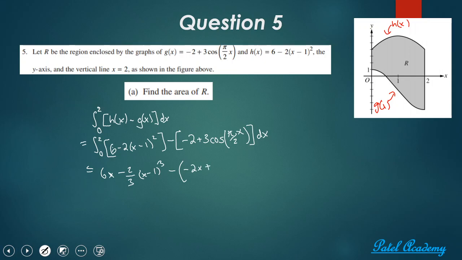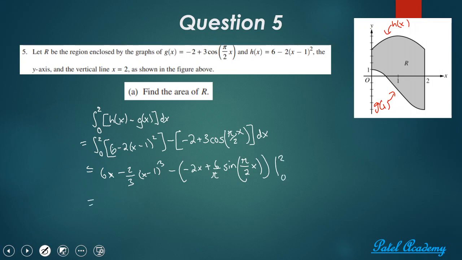Plus, now keep in mind that the integral of cos is positive sine, so that's why we keep this plus. Now I'm going to get sine of pi over 2 times x, but then I have to divide again because of this inverse chain rule by the derivative of the inside. Now if I'm dividing by the derivative, which is going to be pi over 2, then I'm going to be multiplying by 2 over pi. So I get plus 6 over pi sine of pi over 2x. And then not a dx because I just took the integral. So now I have to evaluate this from 0 to 2.